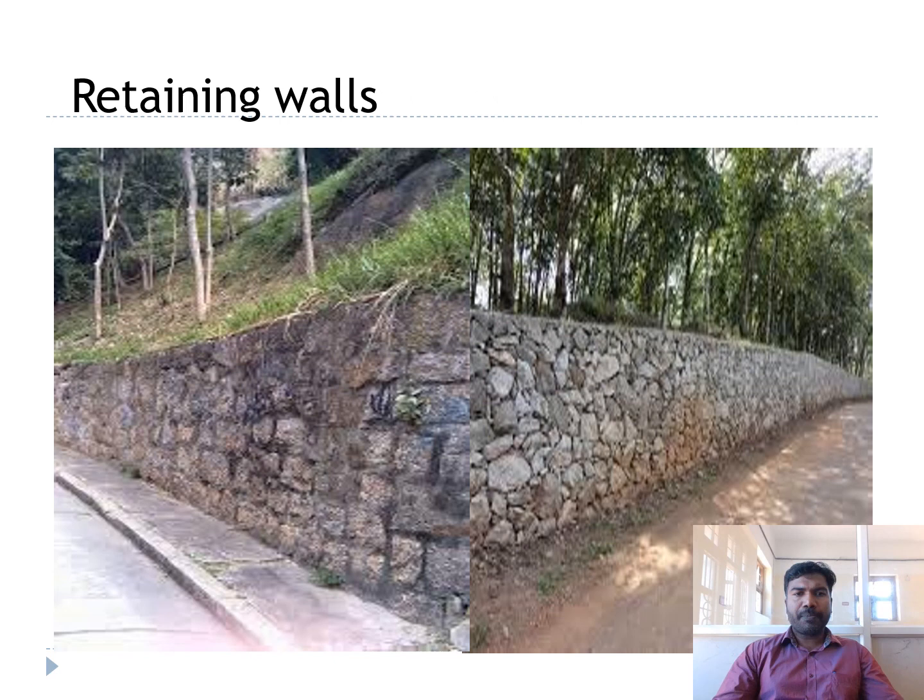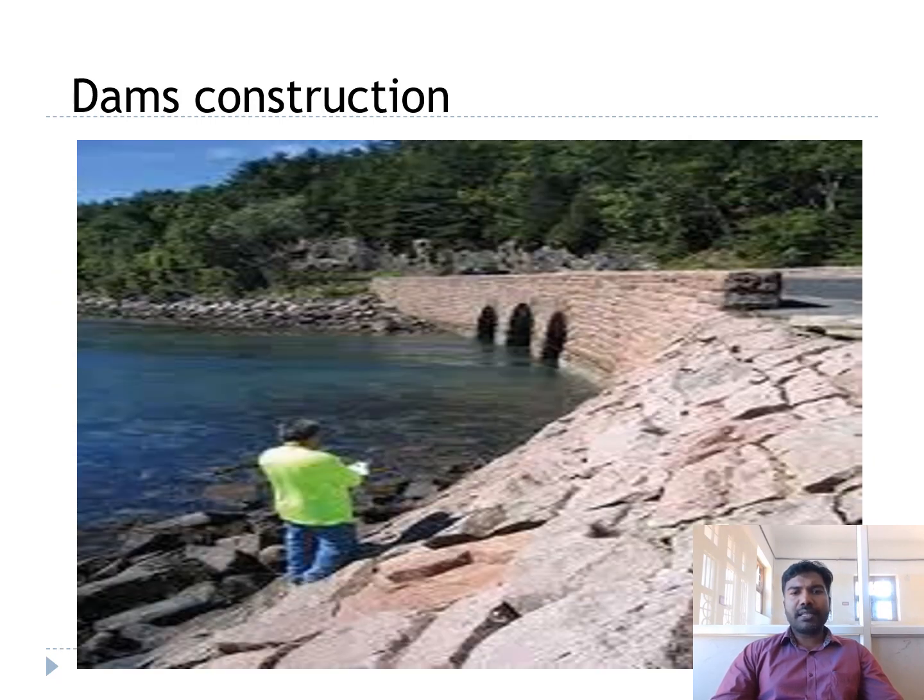Then retaining wall, constructed to avoid the sliding of soil. If the retaining wall is constructed with stone, it is very cheap and best. That's why most engineers go with stone for retaining walls. Then dam construction. In dam construction, most of the abutments are made with stone so that we can avoid landslides or soil erosion.